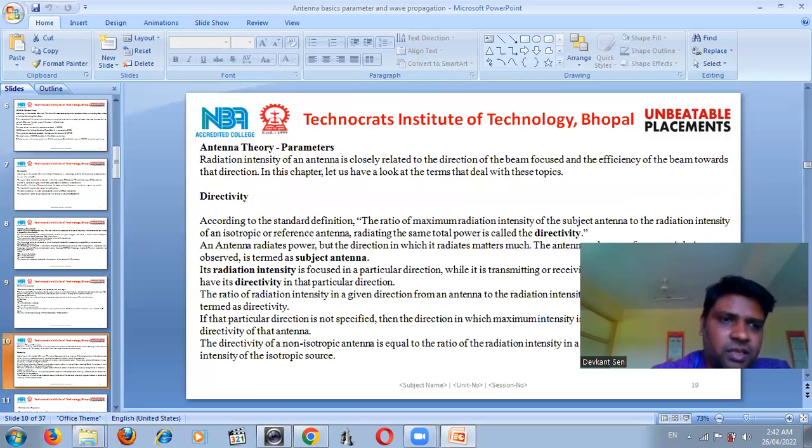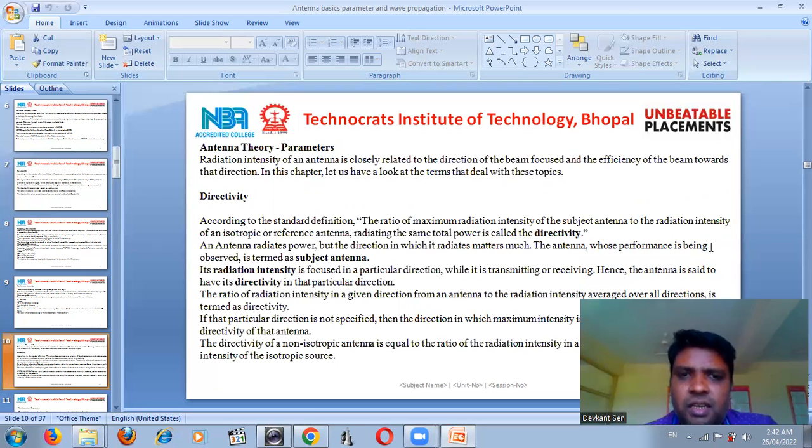Next, move to directivity. This is an important parameter of the antenna theory. According to the standard definition, the ratio of maximum intensity of the subject antenna to the radiation intensity of an isotropic or reference antenna radiating the same total power is called the directivity.